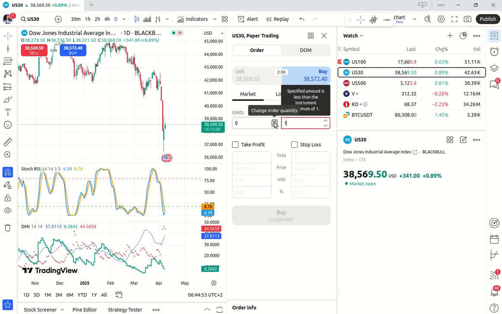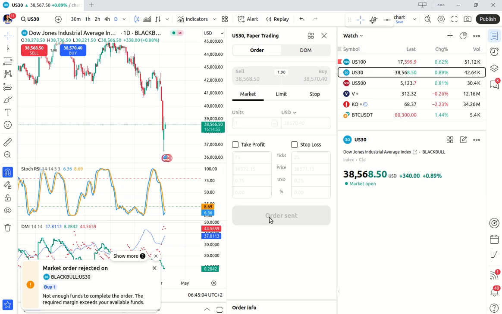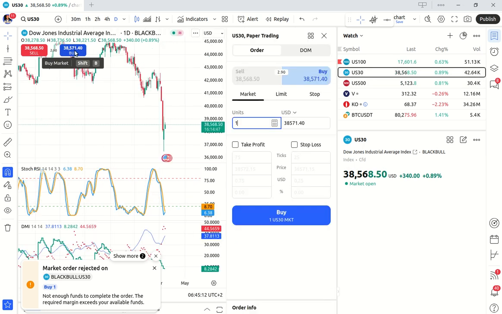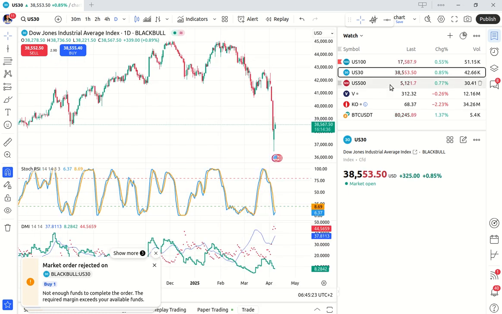Play 1000. Will it allow me? Too small? Okay, let's use leverage. Market order rejected. I don't know why. What did I do? Not enough funds. Okay. Anyway, I would have bought it.